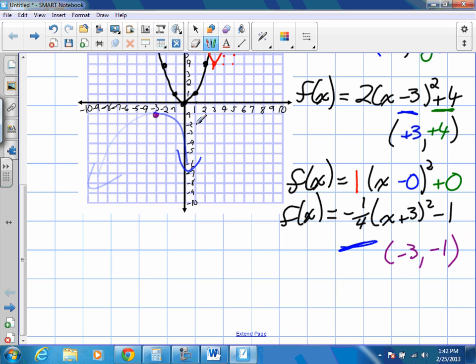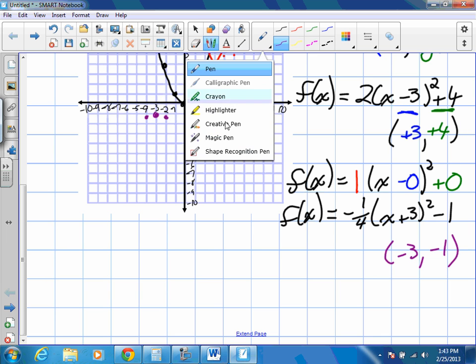So from the vertex, I go horizontally 1. What's 1 squared? 1. Now, what is 1 times the a value of negative a fourth? It's negative 1/4. So I go over 1, down a fourth. Negative means we go downward. So it's only a little bit we go down in this case. I do the same to the left. We go down a fourth.